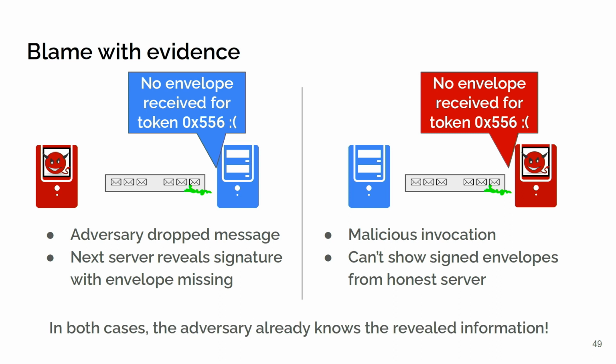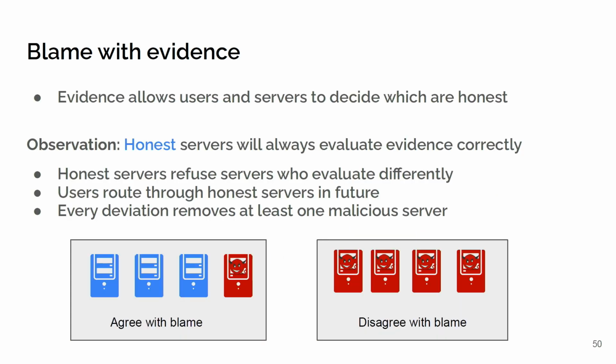And there's another thing that we want to note here: was it actually okay to reveal all this information? In both cases, it actually will be, because the adversary already knows the information. The adversary is one of the 2 servers on this link, and it already knows what was sent on this link. And so it's okay to reveal it.